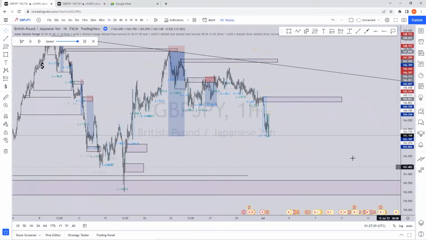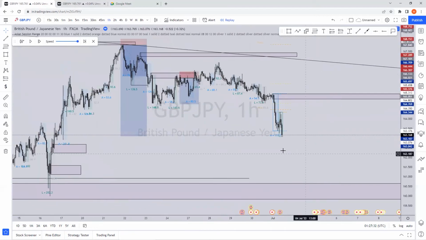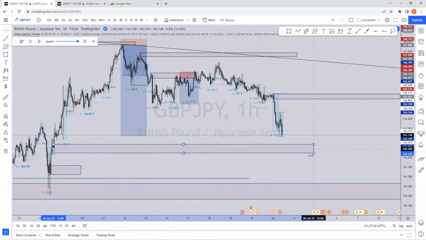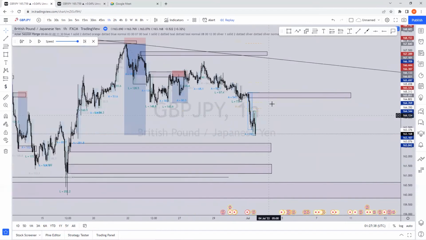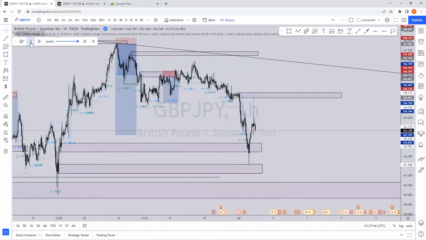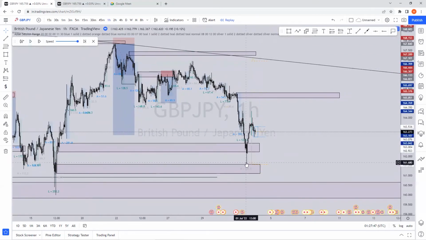So this is very nice. Mind you, I had two zones there where I was probably going to wait for a good reaction. Since I want to sell from here, I'll wait for a good reaction to see if I can actually buy. And let's see what price did. Of course, price tapped into this second zone nicely. I might not have taken this buy.